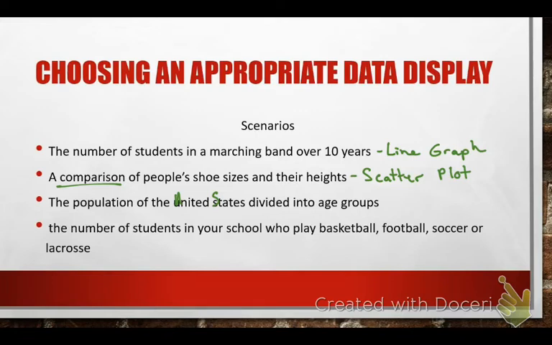What is it? It's the histogram. How do I know histogram? What is the key word here? All right, divided into age groups. So maybe ages 1 to 10, 11 to 20, 21 to 30. But it's going to be divided into age groups. So that's going to be my histogram.